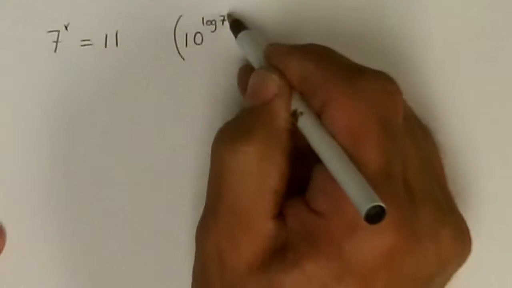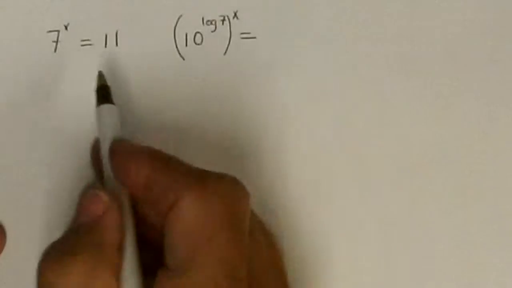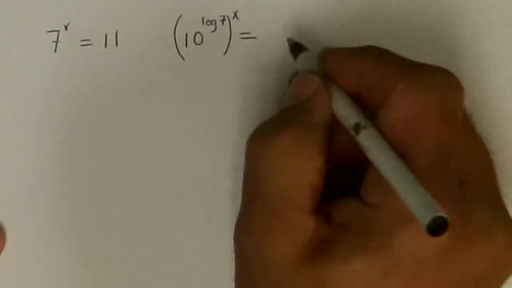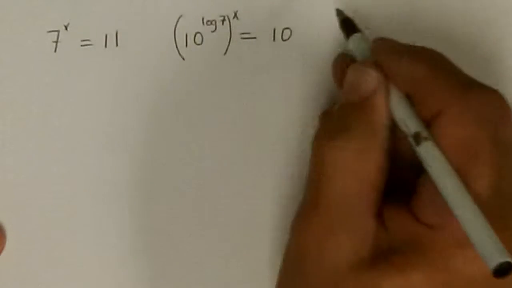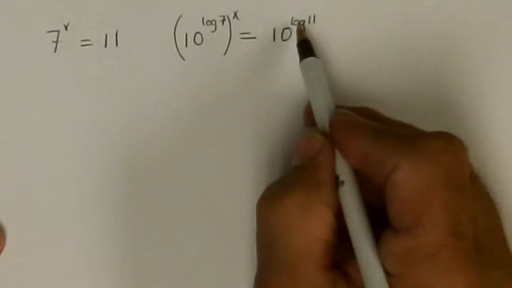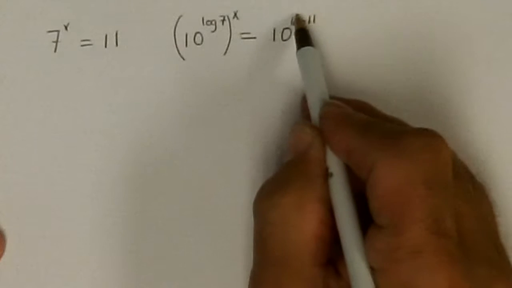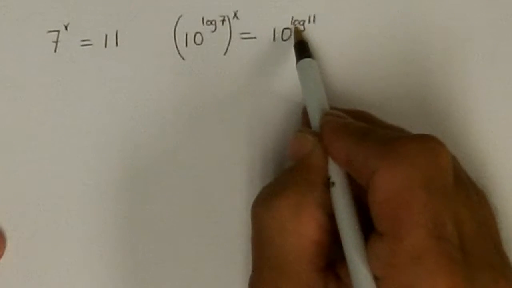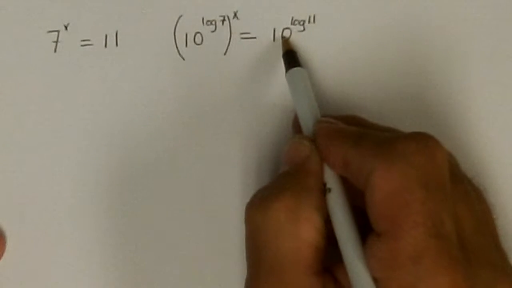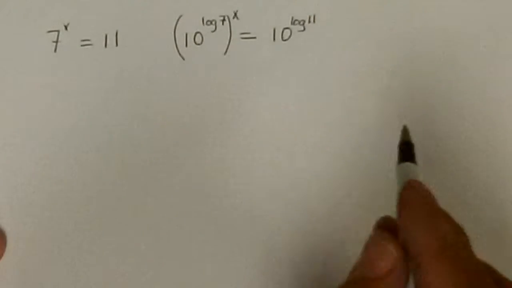So that's 7 to the x equals, and then we're going to rewrite 11 in base 10. 10 to the log of 11, because this says, to what power do we take 10 to get 11? So it asks for a power that you can take 10 to get 11, and now we're taking 10 to that power, and so that's 11.